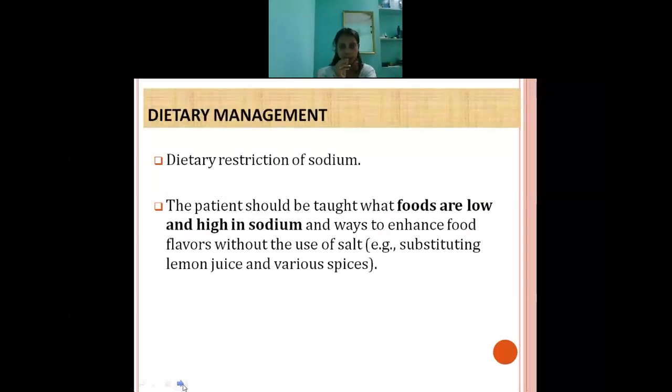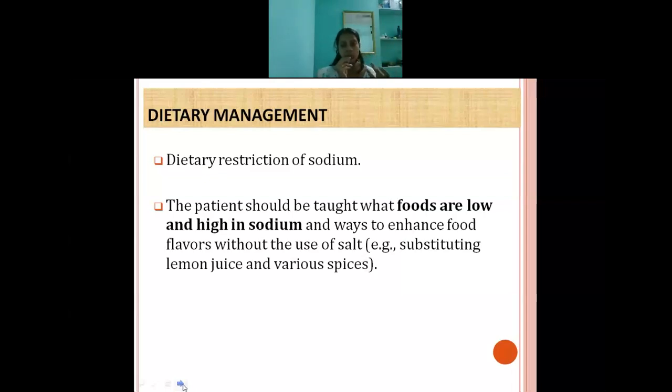Dietary management of a patient with heart failure. As we have already discussed, a patient with heart failure will have to reduce the salt in the diet. Okay, salt in the diet has to be avoided. So obviously they can substitute the salt with the use of lemon juice and all, because we know that a saltless diet cannot be consumed by the patient.